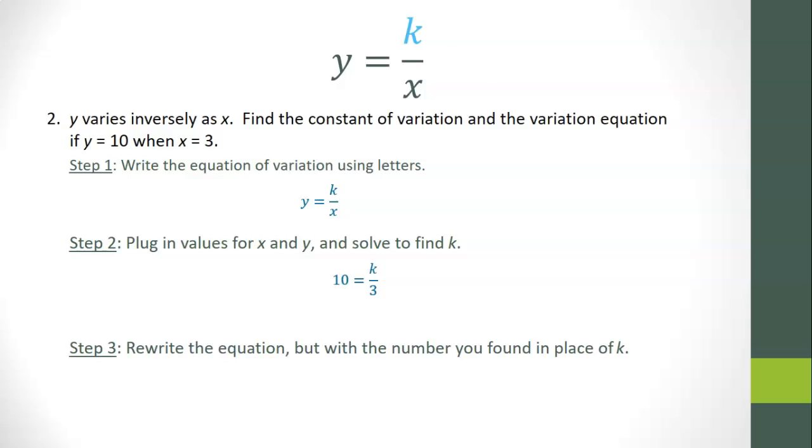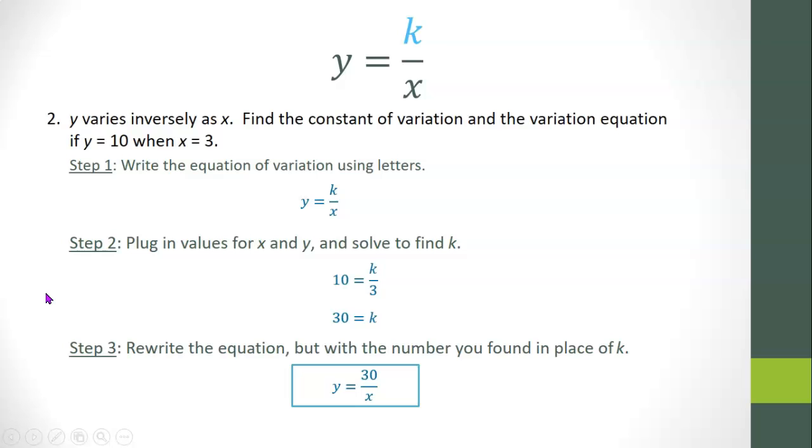I undo the divided by with multiplication. I multiply both sides by 3. So then 10 times 3 would be 30, and k over 3 times 3 would just be k. So it turns out that k equals 30. Now we just go back and rewrite this equation, but with the number we just found in place of k. Instead of y equals just the letter k over x, we write y equals 30 over x.